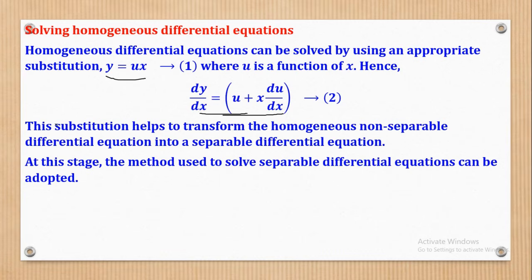What next after that? This substitution helps to transform the homogeneous non-separable differential equation into a separable differential equation. So these two are substituted in the given differential equation, and as you simplify, you realize that the outcome is a separable differential equation. If it is still not separable, it implies that there is a mistake somewhere in the solution. So at this stage, the method used to solve separable differential equations can be adopted. So let's look at some of the worked examples.